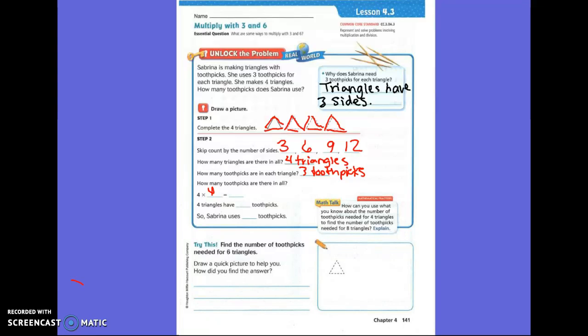It's kind of like groups here now, boys and girls. So there are 4 triangles, and you have 3 toothpicks for each triangle. That means how many toothpicks in all would we have, guys? 12. So 4 triangles have how many toothpicks? 12. So Sabrina uses how many toothpicks? 12.